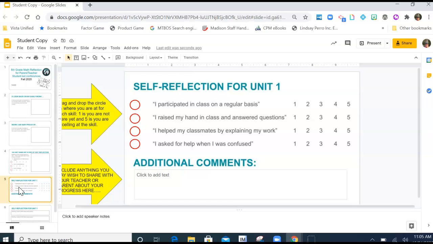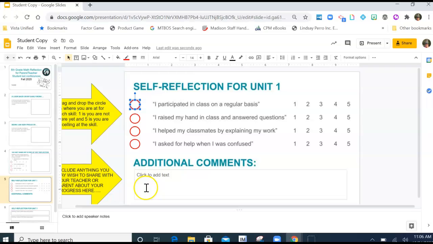This next slide, slide 5, is a self-reflection on how well you're doing in class so far. So again, you're going to rate yourself on a 1 to 5 scale by sliding this circle over to indicate where you're at with this particular skill. So did you participate in class on a regular basis? If you did, you could select 5, and if you didn't, and you're not really quite there yet, you would select a number closer to 1. So you rate yourself on those things.